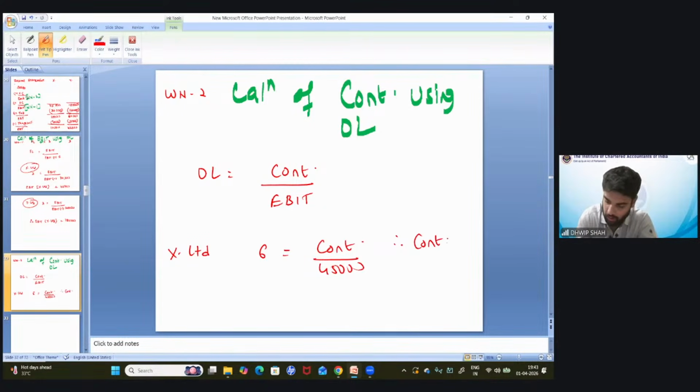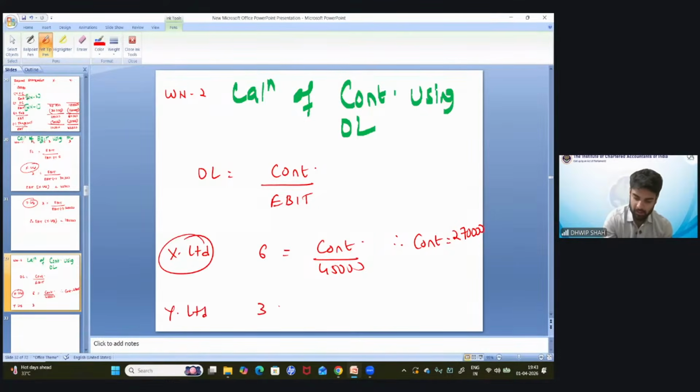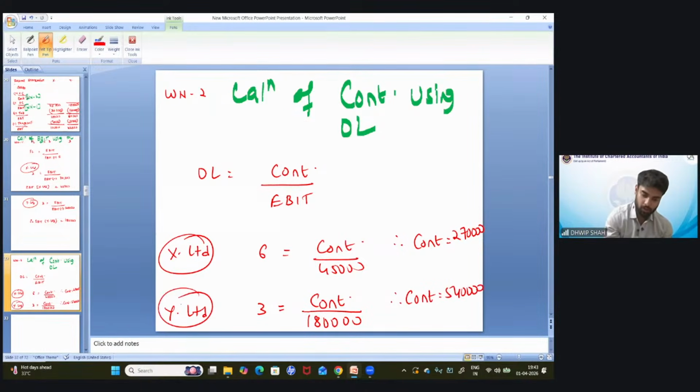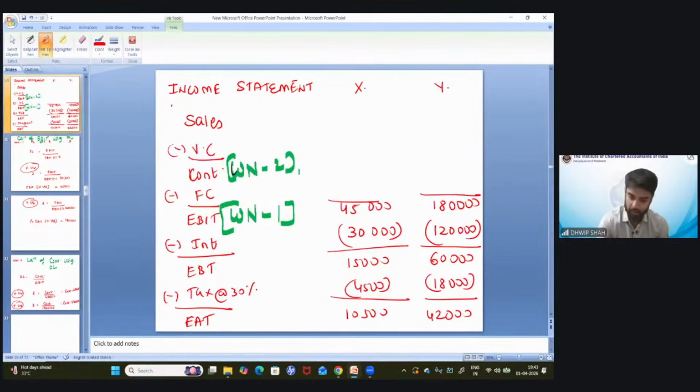So therefore contribution comes to 45,000 into 6, 2,70,000 for X Limited. For Y Limited, OL was 3, contribution I don't know, but EBIT I just found from working note number 1, 180. So therefore contribution for Y Limited comes to 5,40,000. Okay?